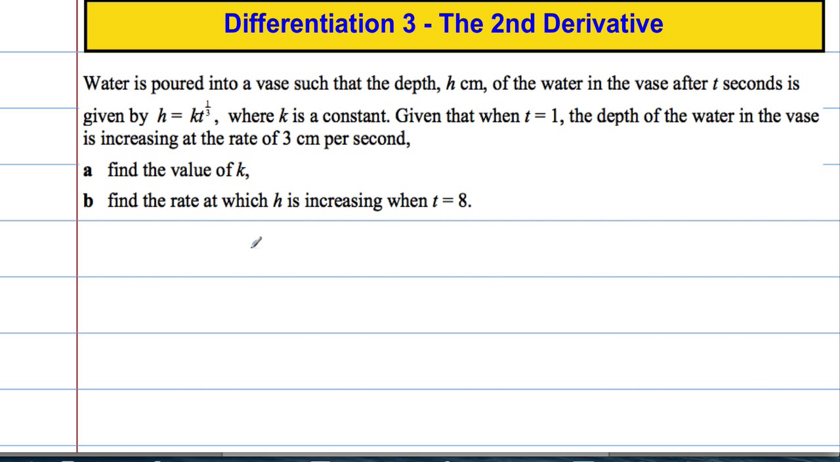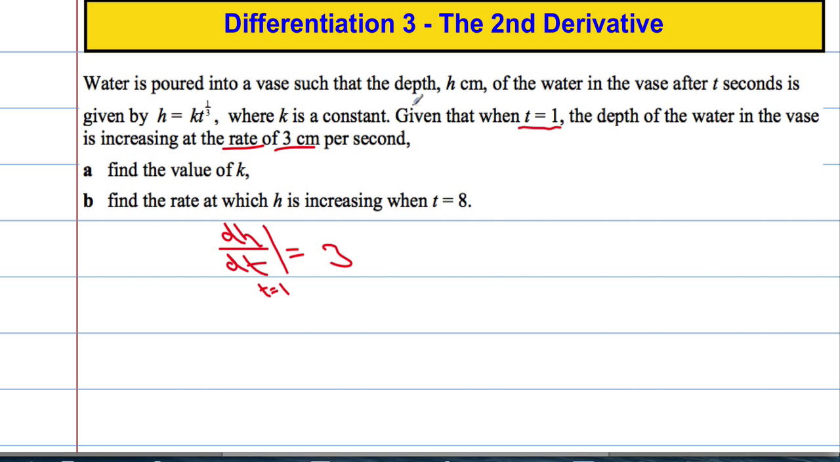Okay, next example here. Water is poured into a vase such that the depth h of the water in the vase after t seconds is given by h equals k t to the power of a third, where k is some constant. Given that when t equals 1, the depth of the water in the vase is increasing at the rate of 3 centimeters per second, find the value of k. In other words, it's telling me that dh dt, the change in depth with respect to time, equals 3 when we evaluate at t equal to 1.